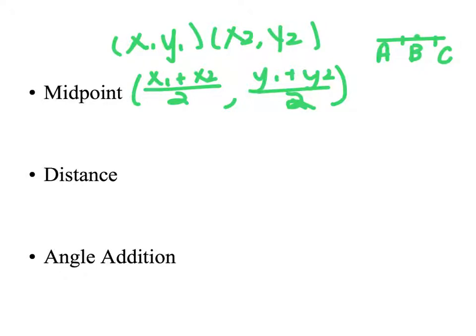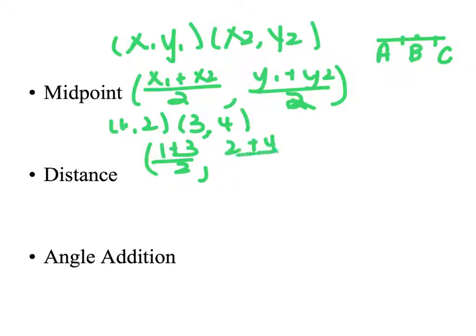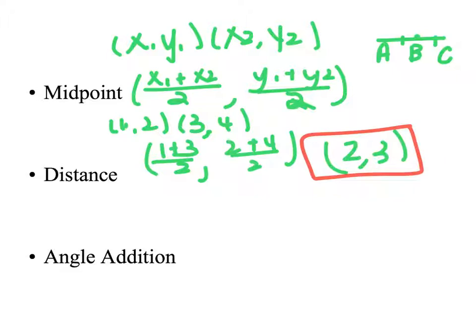So if I come in here and put in values, let's just say I have 1, 2, and I have 3, 4, and I want to go ahead and find my midpoint, it's just 1 plus 3 divided by 2, 2 plus 4 divided by 2. So what is 4 halves? That's 2. 6 halves, that's 3. The midpoint is this ordered pair, (2, 3).